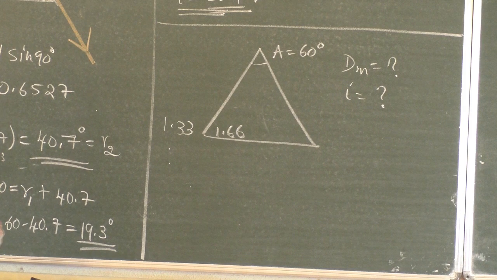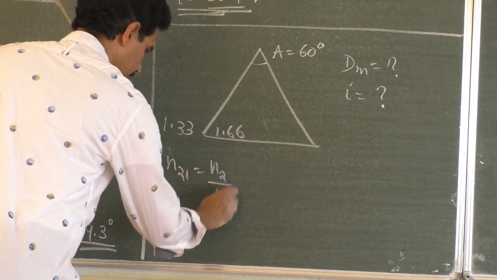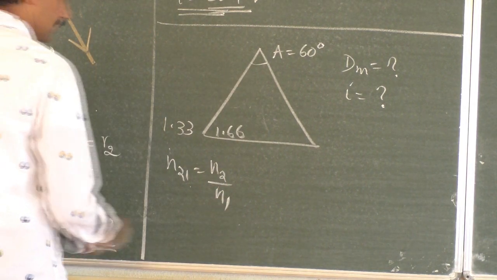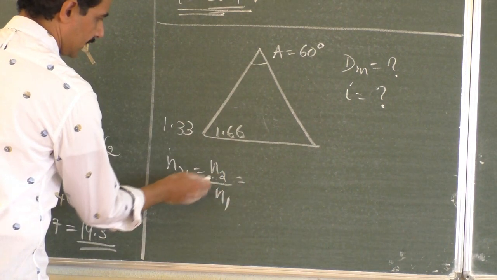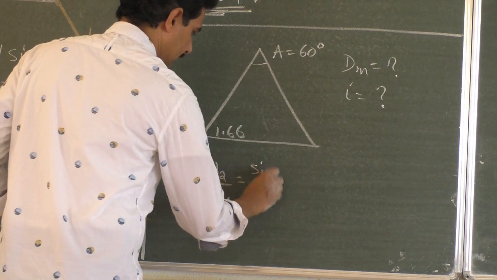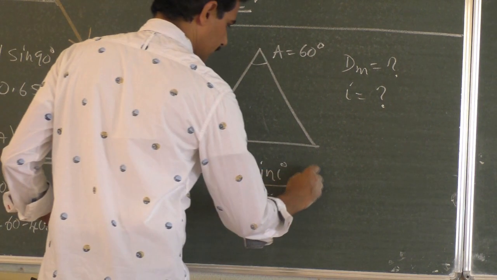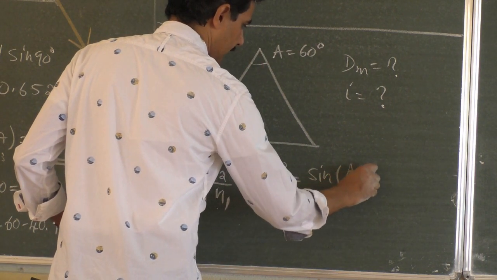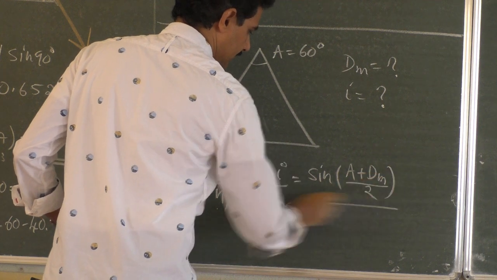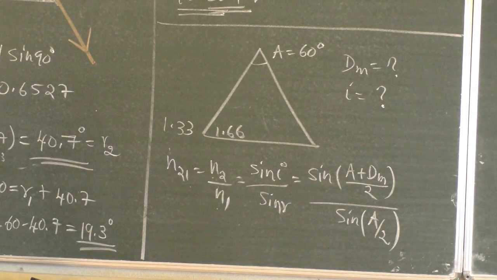Now you have the formula, n21 is equal to n2 by n1, is equal to sin I by sin R. Here n2 is the refractive index of the prism, n1 is the refractive index of the surrounding medium. But you know I is equal to A plus dm by 2, so sin R is sin A by 2. That is the formula. n21 is equal to n2 by n1, is equal to sin A plus dm by 2 by sin A by 2. So you have this one.